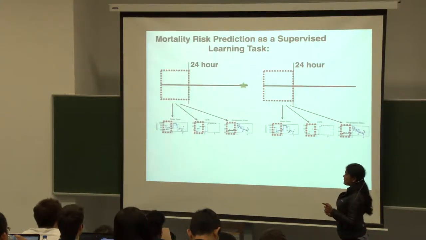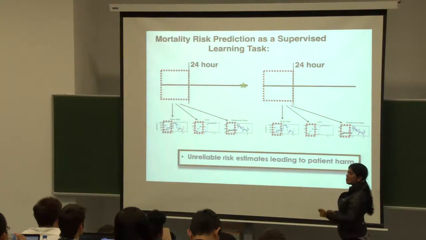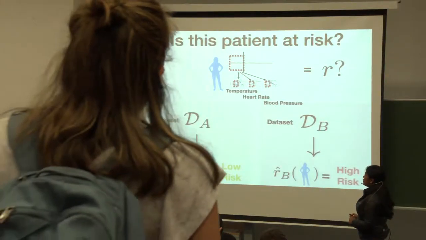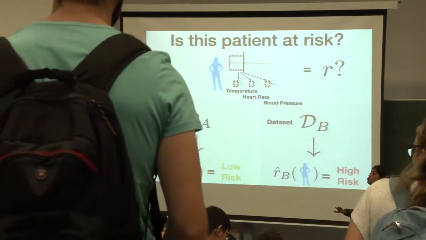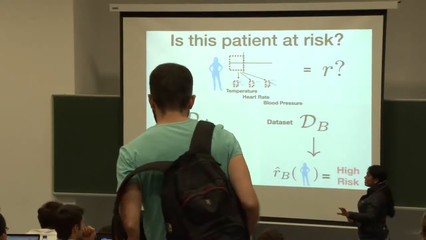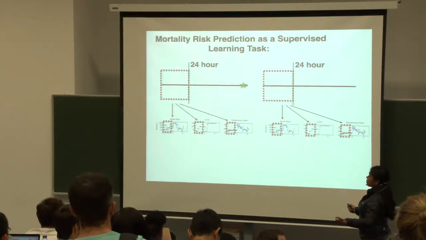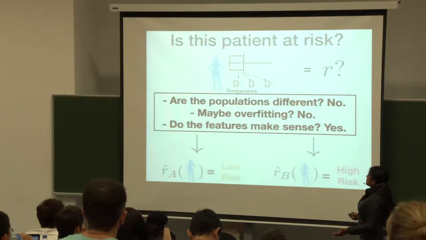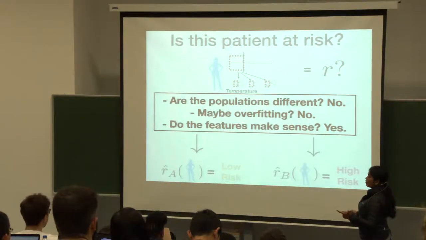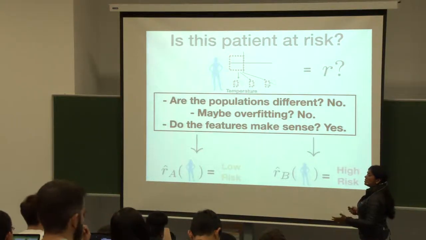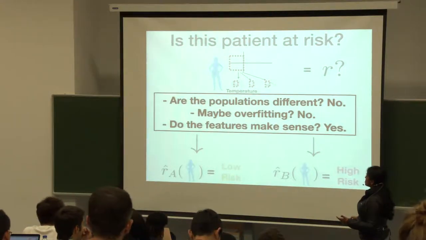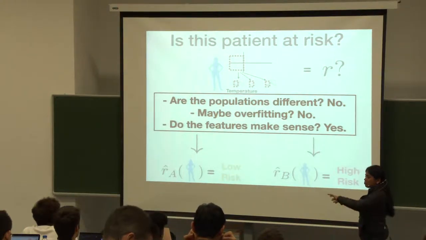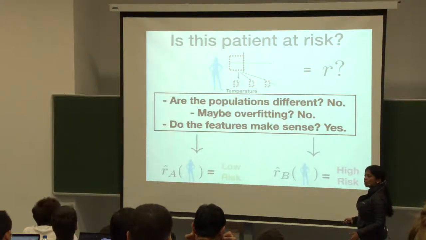We spoke about why, and just to drive the point home, because this is a brand new morning, it's 9:30, I'm going to make sure you get this point. You could be in a scenario where you have two different data sets, two different training environments. You've taken data from the first 24 hours and you're trying to learn a predictive model. But you can easily be in a scenario where your populations are the same, you're not overfitting, you have enough data, your features make sense, and yet two models trained on two different data sets, where the only difference is practice patterns in these environments, will give you two totally different answers.